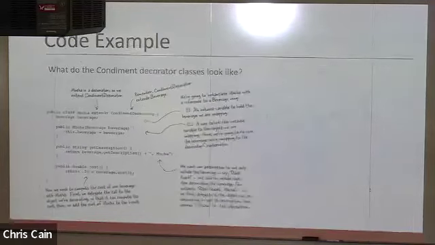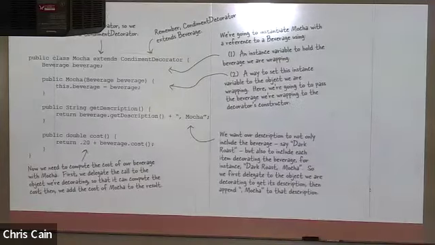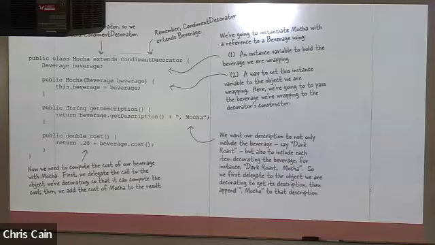So the different decorator classes. Here is the condiment decorator. So a condiment decorator is composed of a beverage. Does that make sense? That the beverage is the internal object of the condiment decorator. So a mocha in this case, the internal object could be something like a house blend. And a house blend would be the object which we have decorated with chocolate. So this would be a house blend with chocolate.